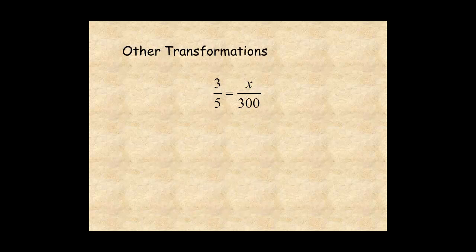Other transformations are possible to make solving proportions easier. The first is the same you can use with any equation. Switch sides left to right, since sometimes it's more convenient to have the variable on the left. You can also flip the proportion over so that the variable is in the numerator.